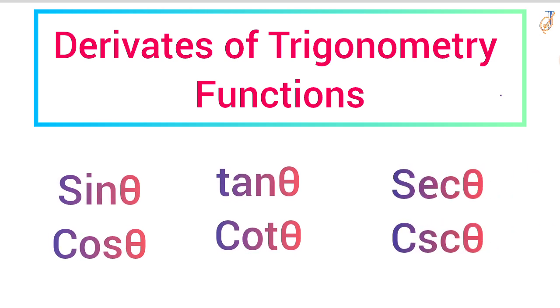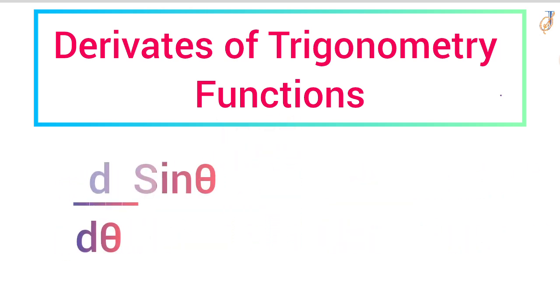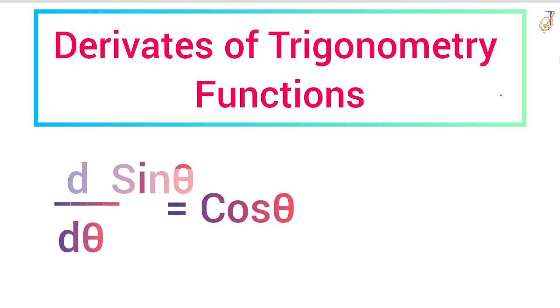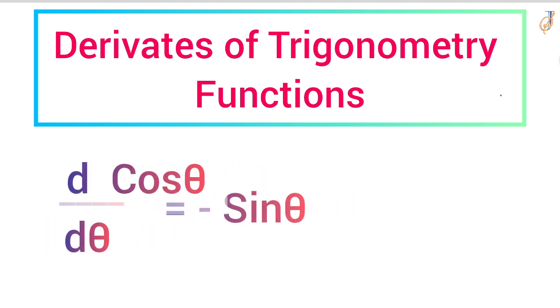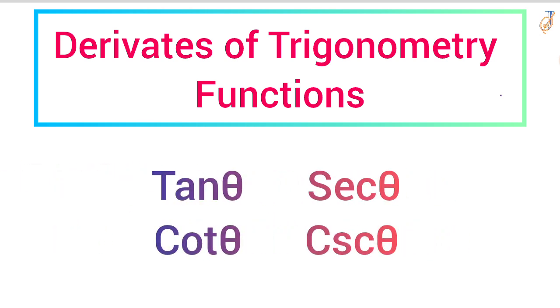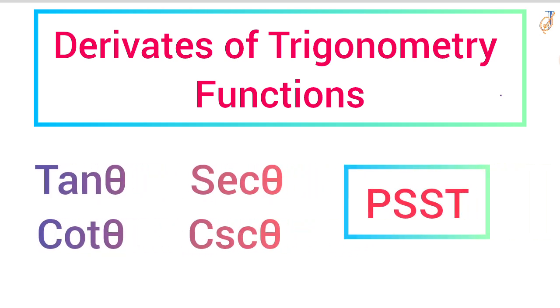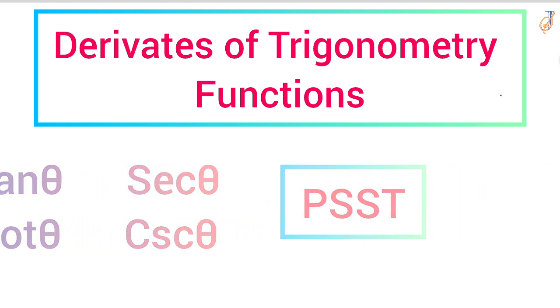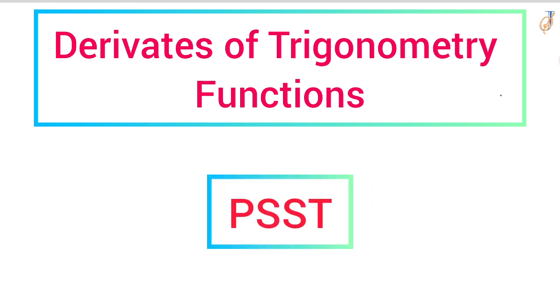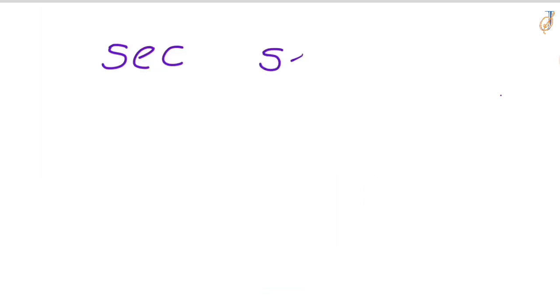Before we start, you need to remember that the derivative of sine theta is cos theta, and the derivative of cos theta is minus sine theta. The rest of the trigonometric functions are tan theta, cot theta, secant theta, cosecant theta. So we need to find 4 functions. For that, you have to remember one mnemonic, that is PSST. Here, P stands for positive, S stands for secant, another S stands for secant, and T stands for tan.